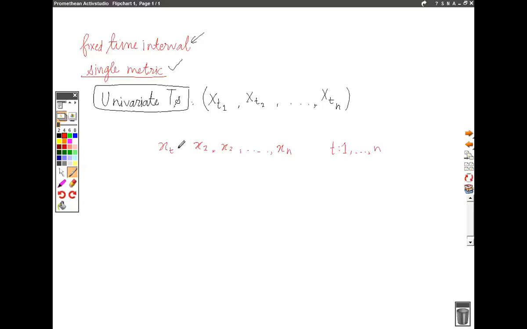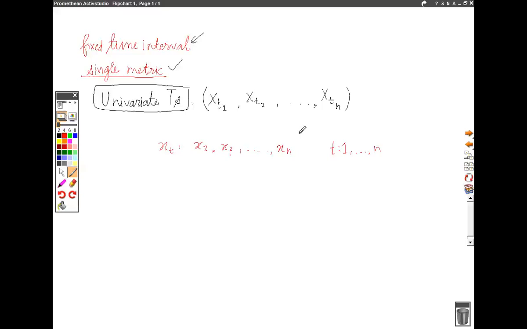And here what I'm looking at is x1, x2, xn. And this is just the time, right? 1, 2, and n. These are the times that I'm looking at. So I can say that my time series is a stochastic process, right? Because it, of course, depends on the time and it varies across times.